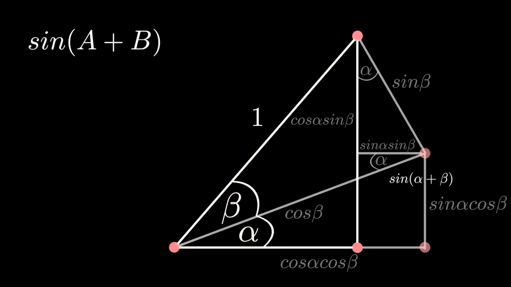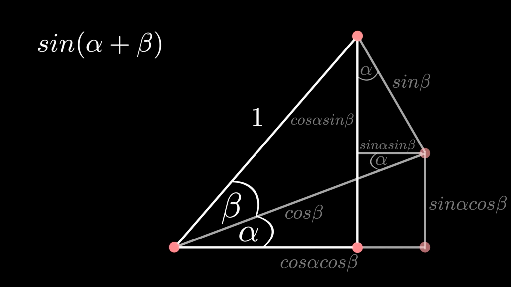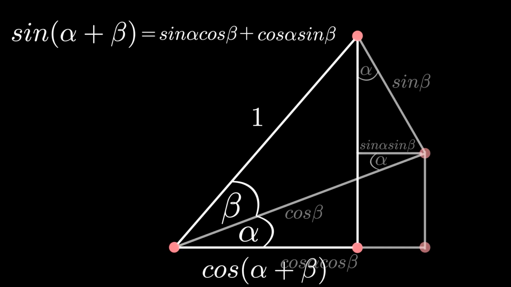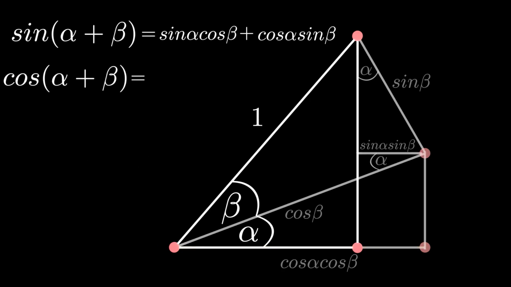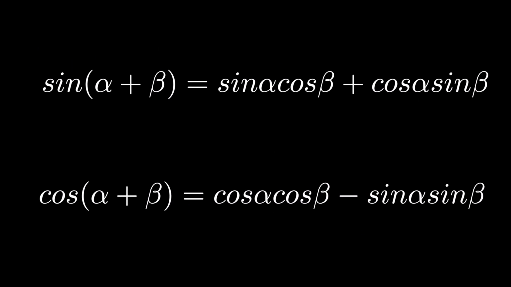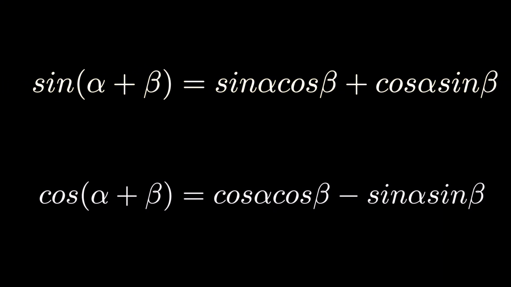the opposite side is sine alpha plus beta, which at the same time is this length, sine alpha cosine beta, plus this length, cosine alpha sine beta, and the adjacent side is cosine alpha plus beta, which is this length, cosine alpha cosine beta, minus this length, sine alpha sine beta. So we now know these two identities, that is, the sum angle formulae for sine and cosine.